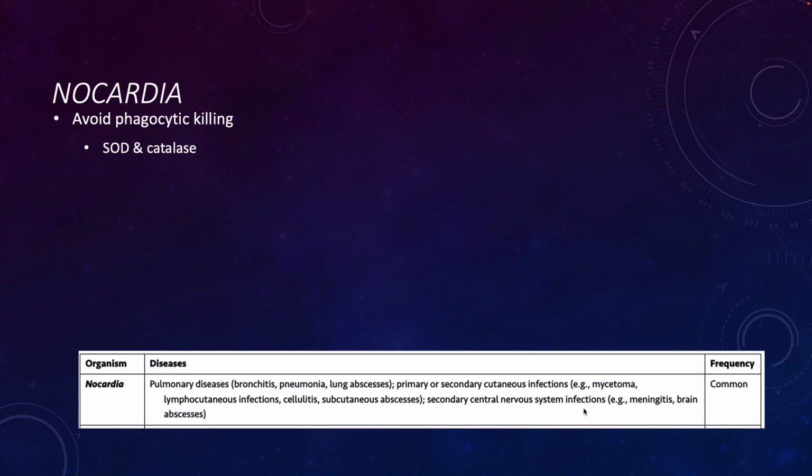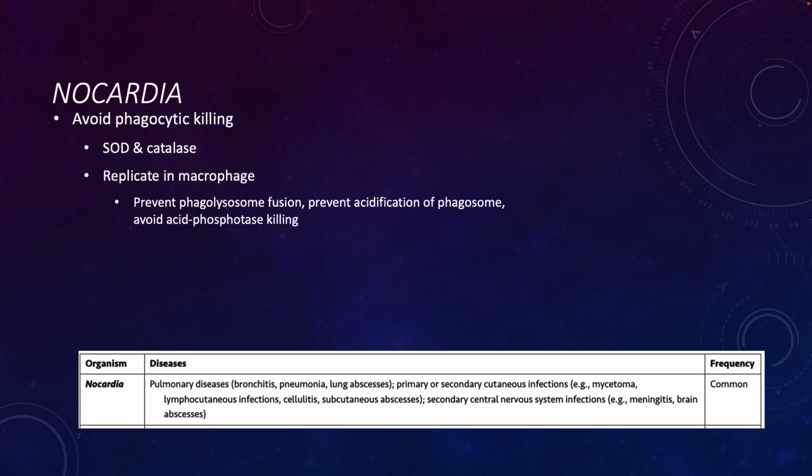These bacteria are able to avoid killing by phagocytic cells. They have an enzyme called superoxide dismutase, which helps them to detoxify reactive oxygen species. They also have catalase, which, remember, allows them to turn hydrogen peroxide into water and oxygen. Therefore, they are able to replicate in the macrophage. They can do a number of different things. They can prevent phagolysosome fusion. They can prevent the phagosome from being acidified. They can avoid killing by the acid phosphatase. They are very, very good at evading the immune system.